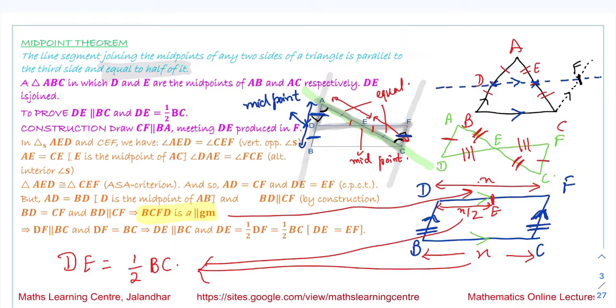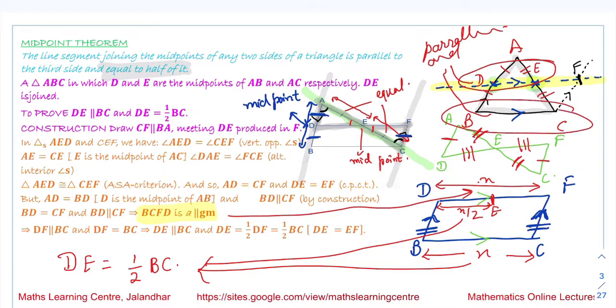Again, what the result says is that a triangle is given to us. We have taken the midpoints D and E over here. We have drawn a line passing through D and E, and this line DE is parallel to BC. This is parallel, and the length of DE is half of BC.